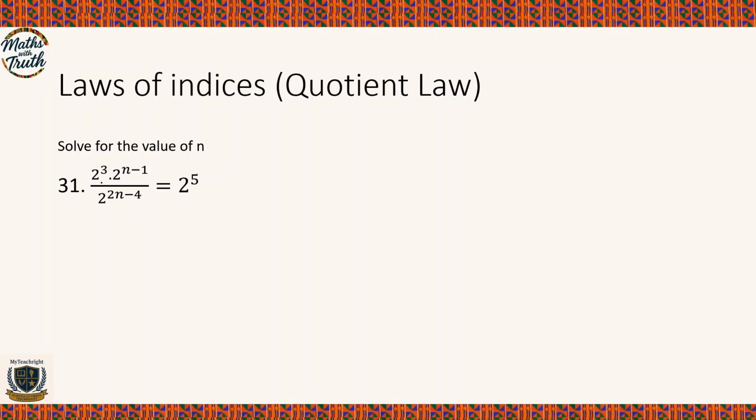We apply the product law of indices to this, and we have 2 exponent 3 plus n minus 1 divided by 2 exponent 2n minus 4 is equal to 2 exponent 5. Now we can apply the quotient law of indices. Since we have these two bases are the same, we can apply the quotient law of indices.